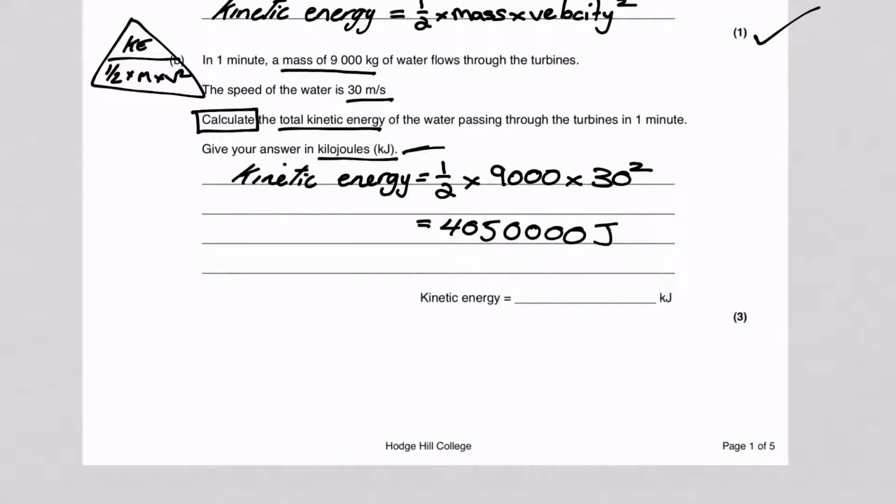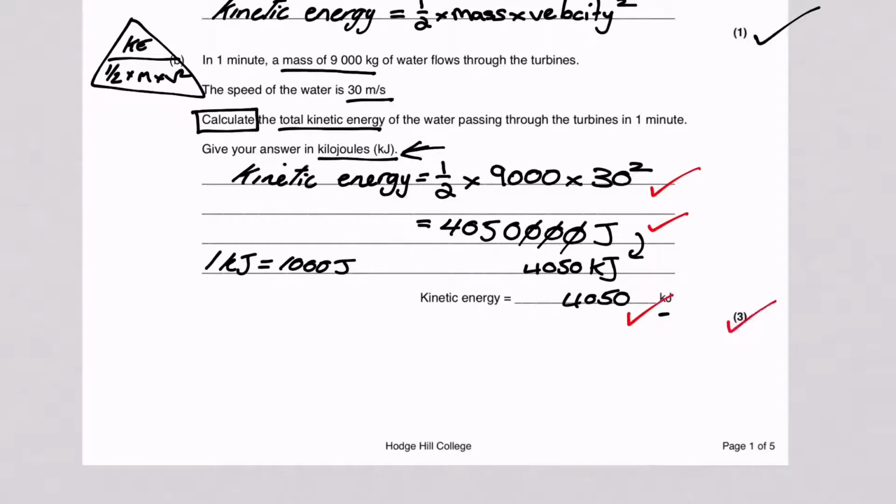And now I need to convert to kilojoules. Well, 1 kilojoule is equal to 1,000 joules. So to convert from joules to kilojoules, I'll divide by 1,000. I'll get this new answer. The new answer is then put into there. So where do I get my marks? 1 mark for putting the numbers in, 1 mark for joules, 1 mark for kilojoules, all 3 marks.